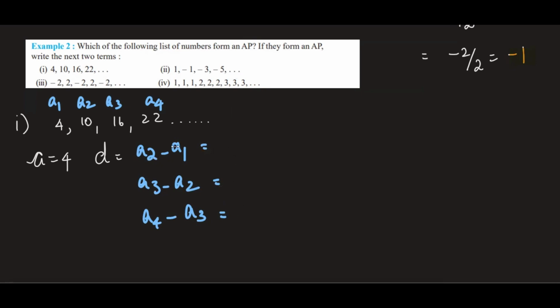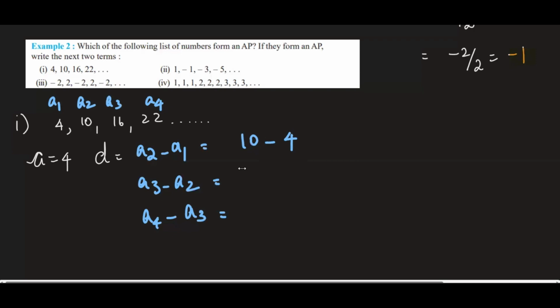Okay, so what is A2 minus A1? We can actually use any two consecutive terms. It's not necessary that we use only these three. So A2 is 10, 10 minus 4. A3 is 16, so 16 minus 10. A4 is 22, so 22 minus 16. So 10 minus 4 will be 6. 16 minus 10 will be 6. 22 minus 16 again will be 6.